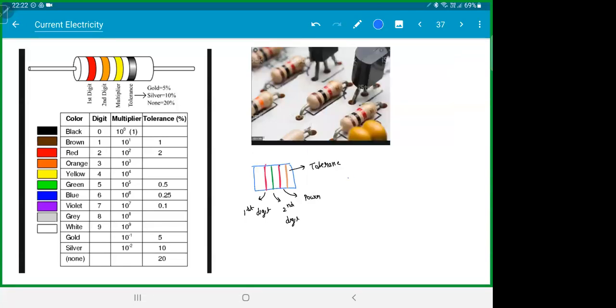So how do you write this? What is the first color here? First color is red. Red is 2. Second color is green, that is 5. 5 into 10 power, again red, red is 2. Plus or minus tolerance is the error in the resistance. Gold is 5%.